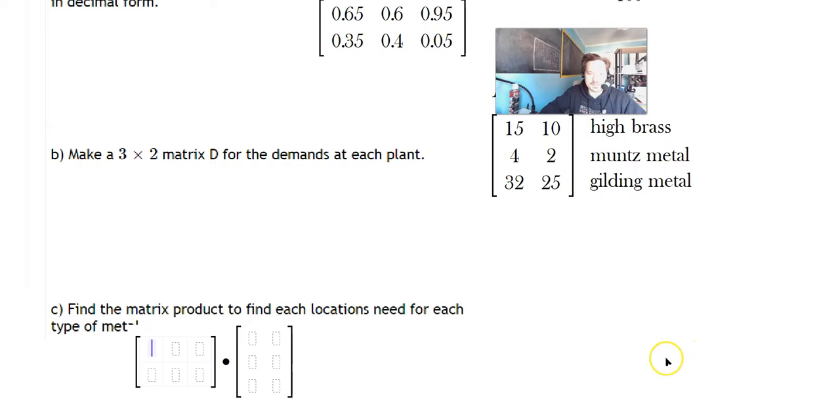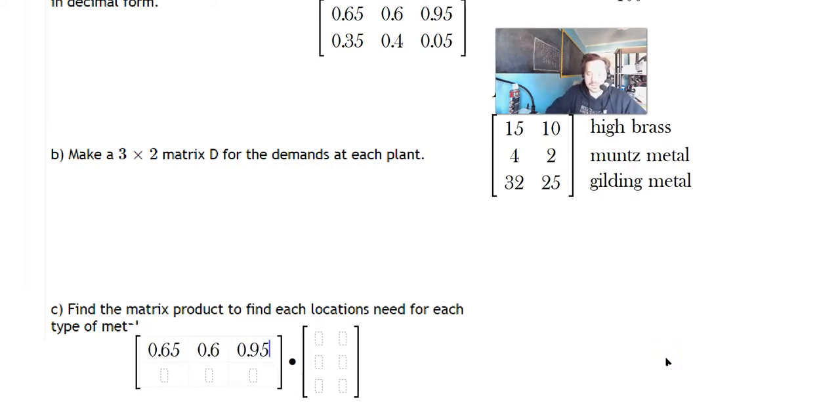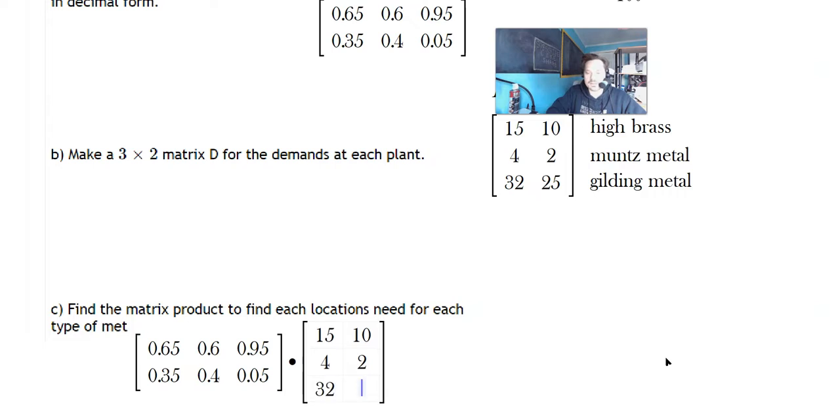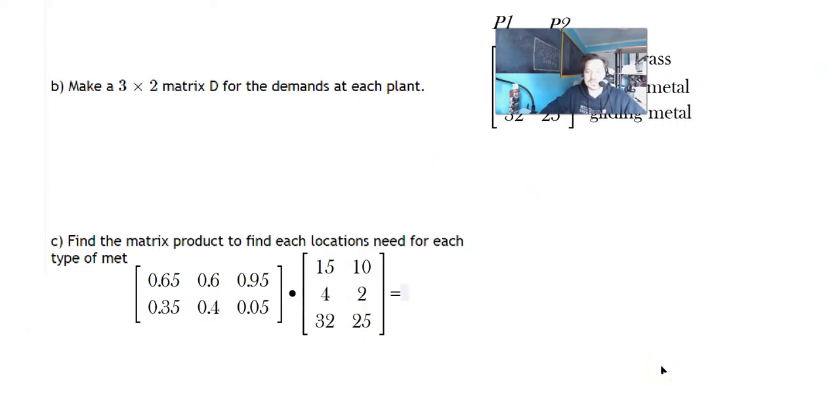So let me put the values in here now. 0.65, then 0.6, then 0.95. That was a 0.05. The one before was 0.4 and the previous one was 0.35. And you're going to multiply this by 15, 10, next 4, 2, and then 32 and 25. So from here, it's just a straightforward matrix multiplication question.